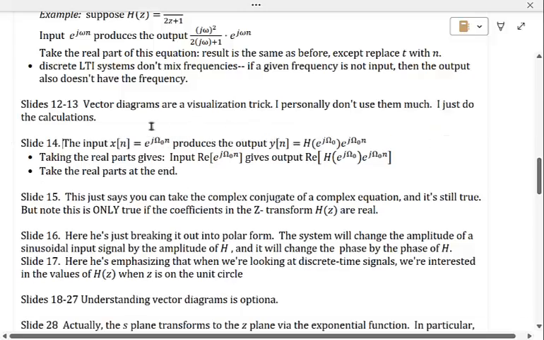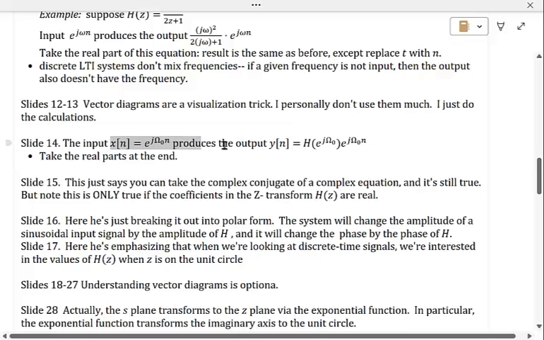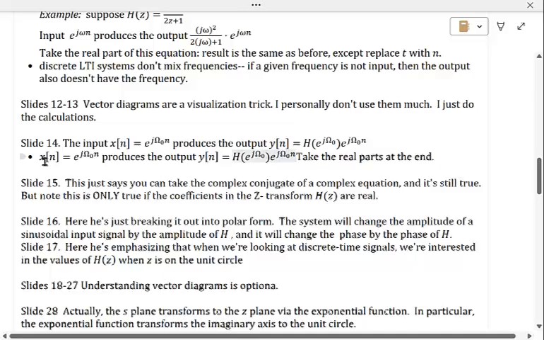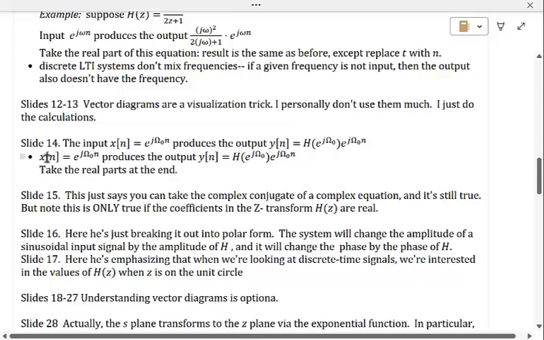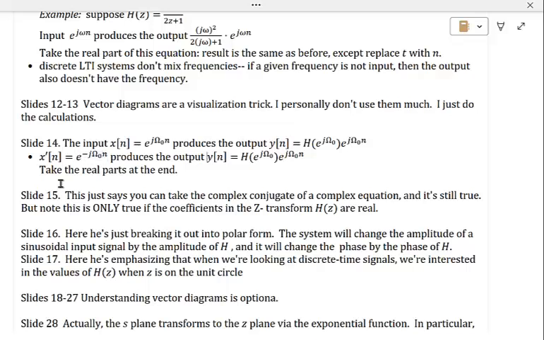Okay. All right, so it is true that the input e to the j omega n produces the output like this. And then he says, similarly, the input with a minus. Let me call this x prime or something, and this would be with a minus. It produces the output with a minus.